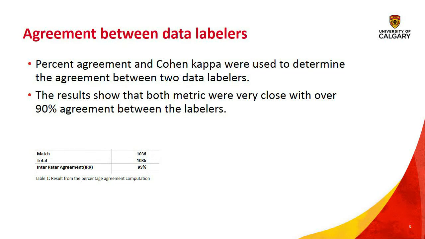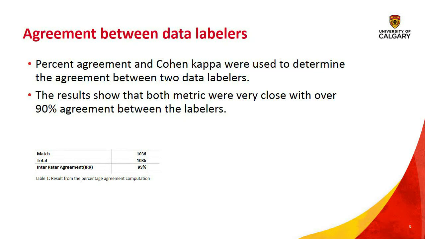Agreement between the data labelers. Two metrics were used during this process of comparing the manual annotation. Number 1, we used the percentage agreement metric, and we also used Kappa to determine the agreement between 2 data labelers. The results show that both metrics were very close to each other. They actually return a metric of over 90%.